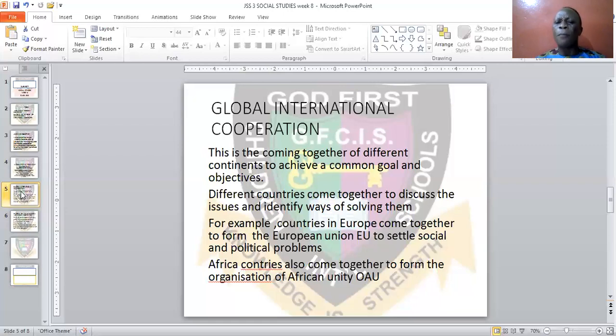But before they can come, the Organization of African Unity might have sat down on a round table, or the UN, or the EU, and discussed how they will come to Africa. That is the cooperation, global international cooperation. That is how they settle the problems that might have happened in the continents, in different continents, like Africa. We have OAU in Africa here.